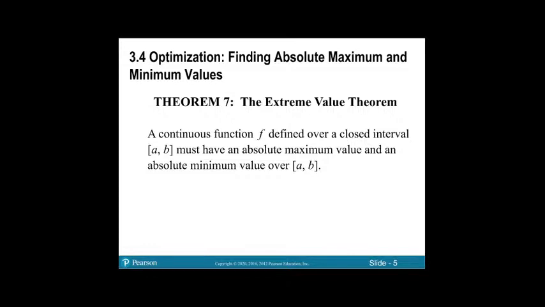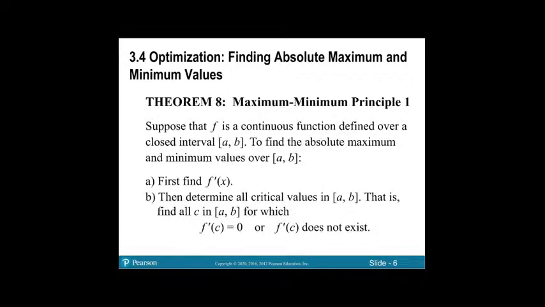So suppose that f is a continuous function defined over a closed interval [a, b]. To find absolute max or min values over the closed interval, first find the derivative, then determine all critical values on the closed interval. That is, find all c on this interval for which f prime equals 0 or does not exist.